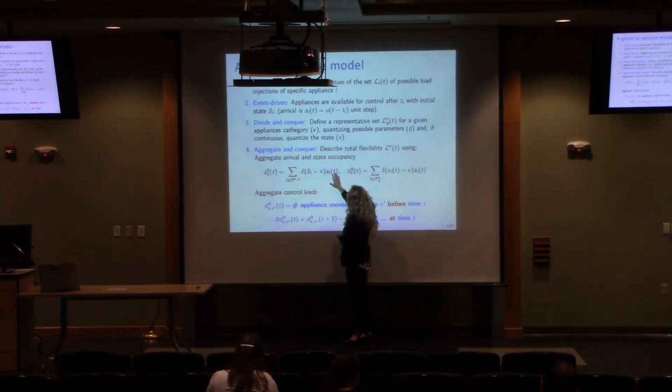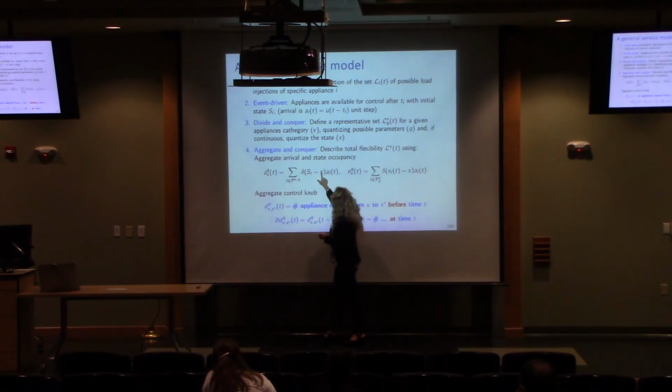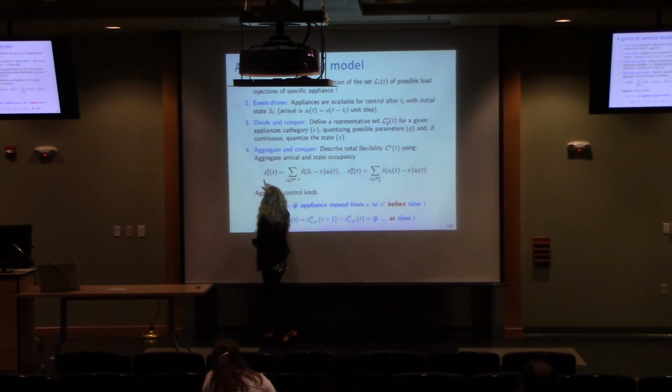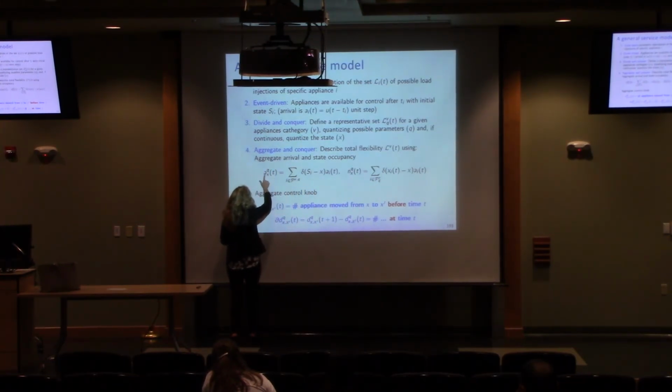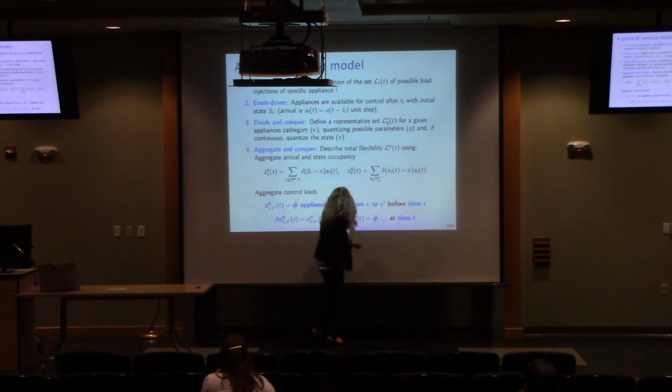If this is an object that instead of just being on and off has a more complicated state, for instance, a battery would have a certain level of charge, then you have to split this arrival process for each of the particular states of charge that you have, which you will again quantize. And so then you can define a certain number of controllable loads that arrive in a certain class Q in a certain state X.